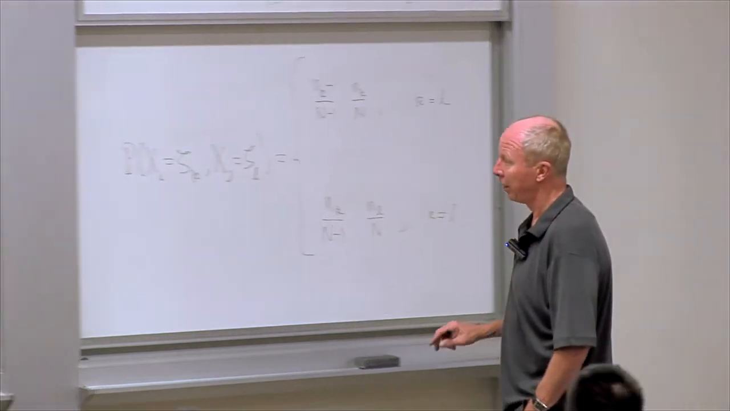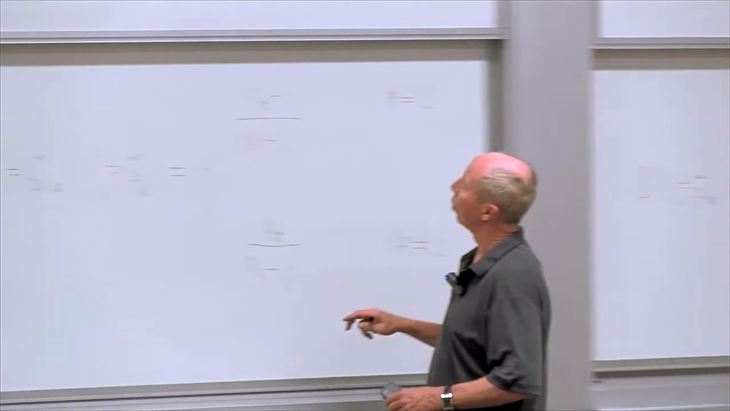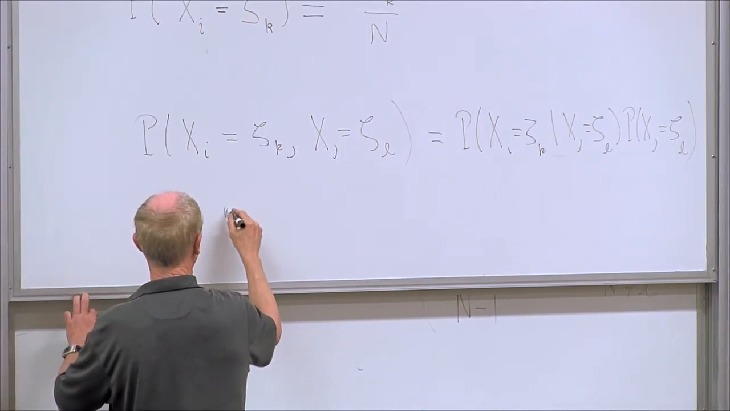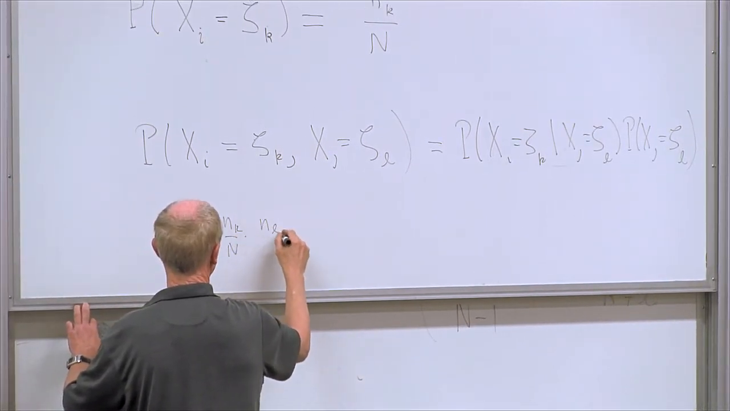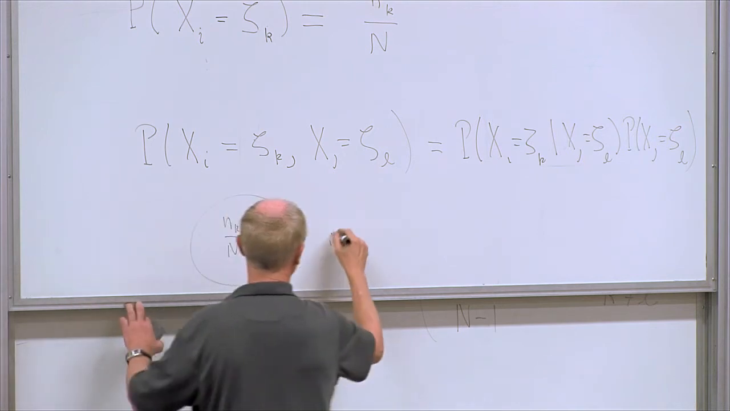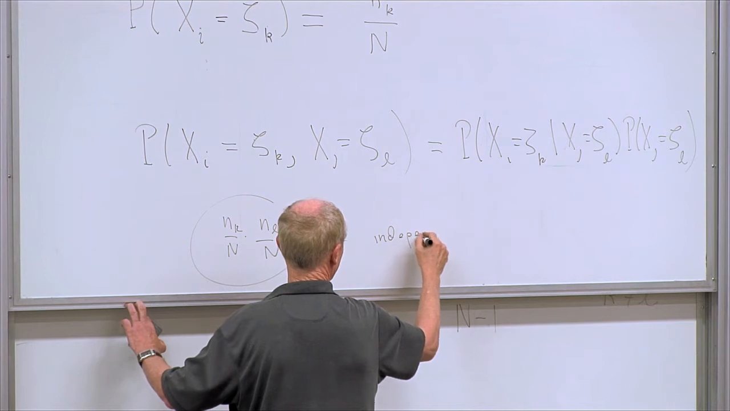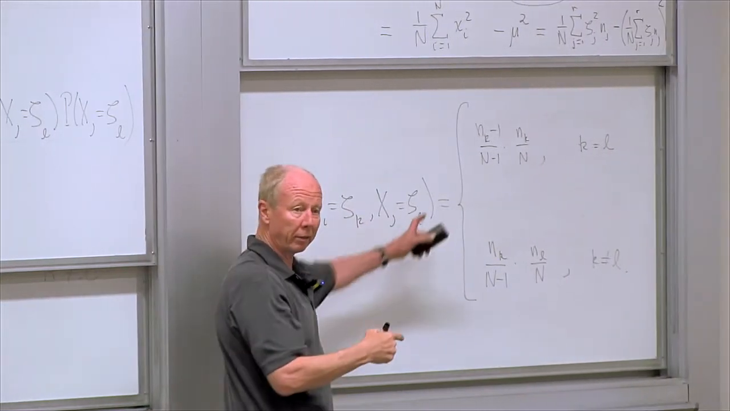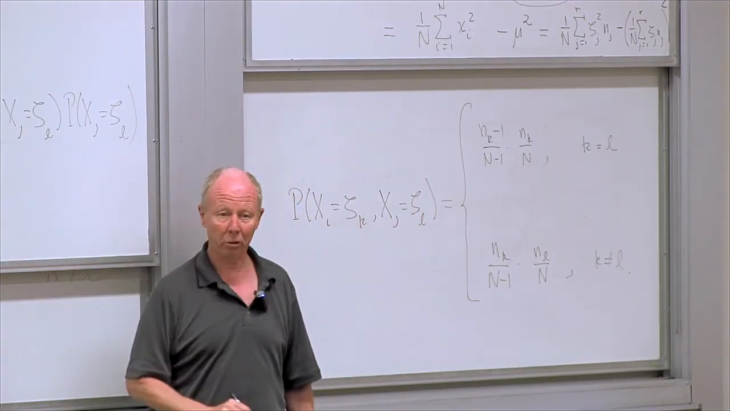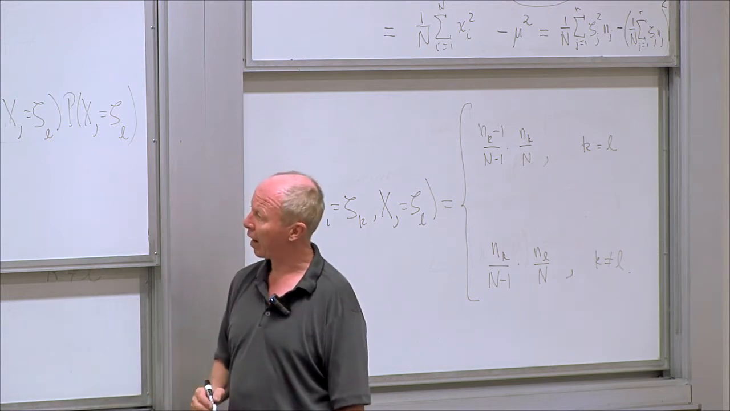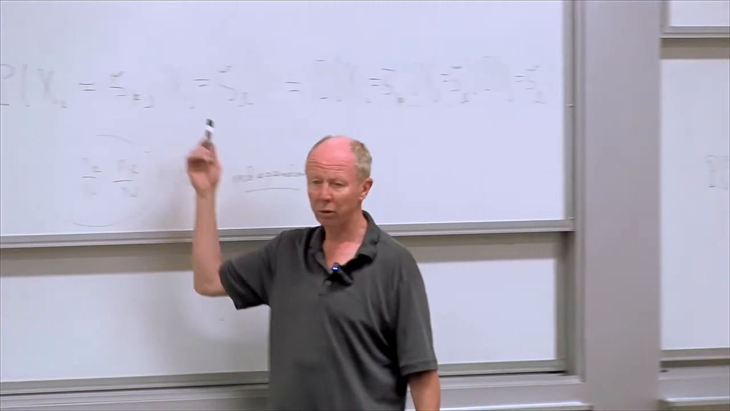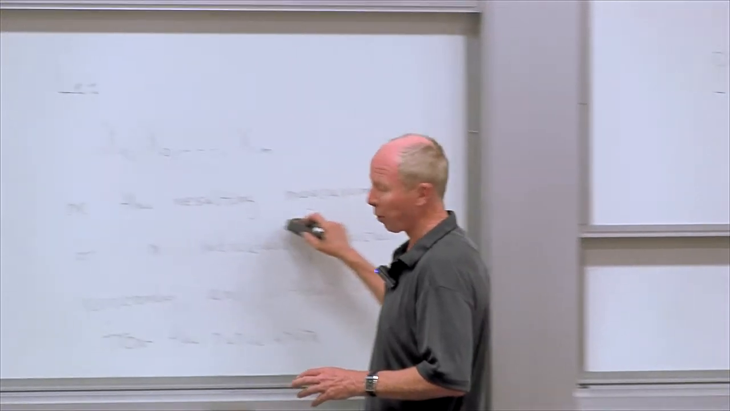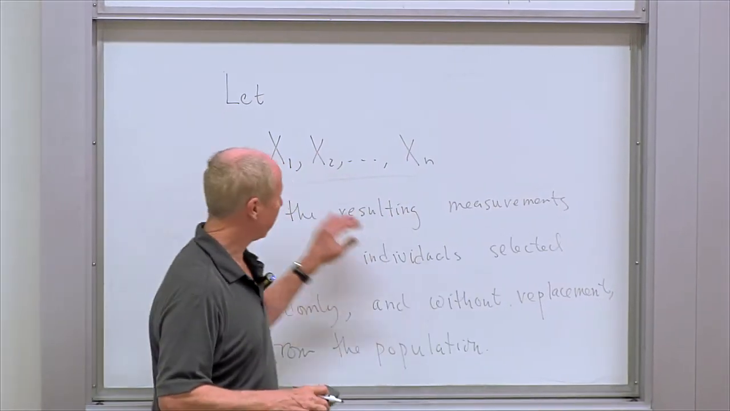So are they independent? If they were independent, what would this be? If they were independent, this would be nk over capital N times nl over capital N, right? Is that what we see here? No. It's not equal to the circled item there. So the random variables in this random sample are not independent. This is a big difference between independent random variables and sampling. So you have to make adjustments for the fact that these are not independent random variables.